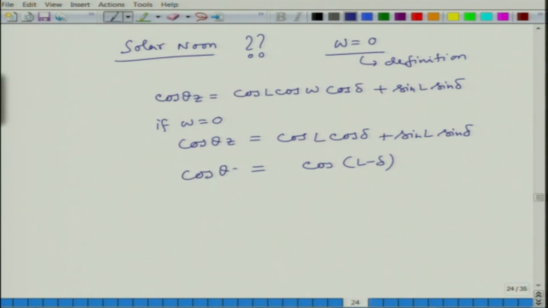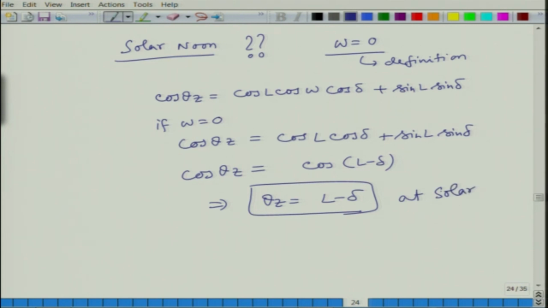So, both sides are cos. So, what you can write? Theta z to be L minus delta. Neat, right. So, at solar noon this particular zenith angle will be equal to L minus delta, and you can note here that it corresponds to the maximum possible altitude angle, right.